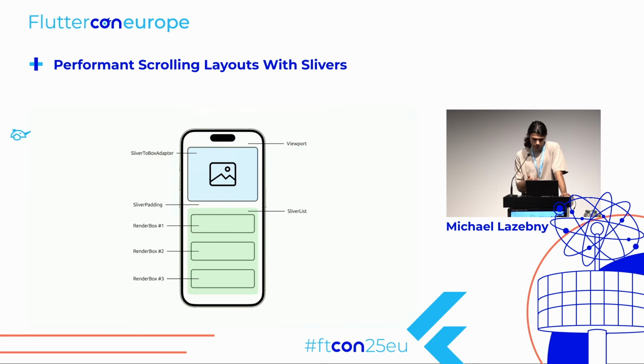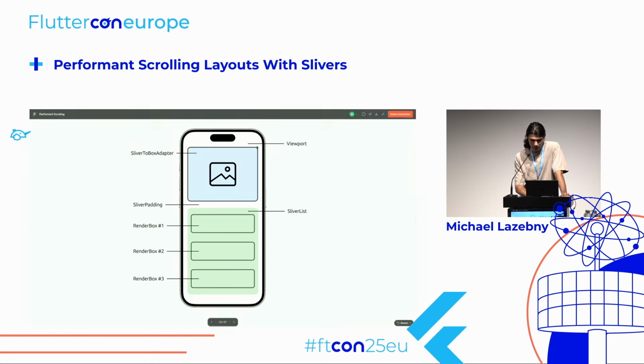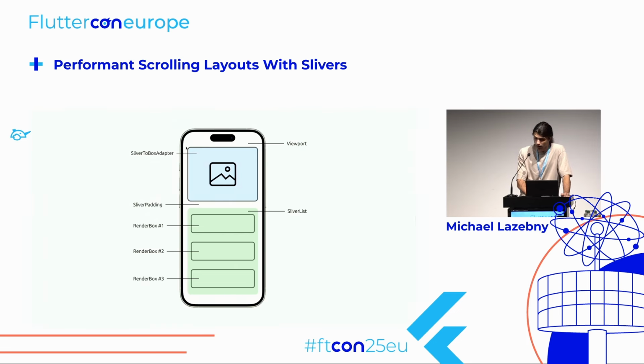The viewport with the viewport. So here you can see that this gray area is the viewport. There is some image, some padding between the image, and a list with some items.